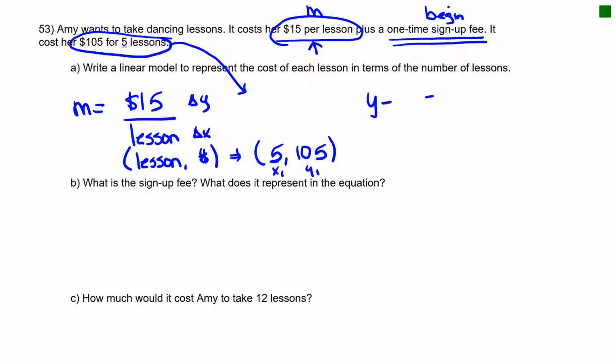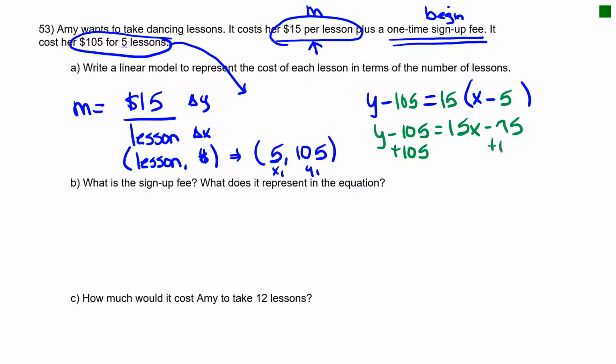Guess where I'm going? Well, I'm going to dance lessons because I'm taking Amy. I'm going to grab my y1, 105. I'm going to grab my slope, 15, and I'm going to grab my x1, 5. Y minus 105 equals 15x minus 75. I'm going to add the $105. So y equals 15x plus 30.